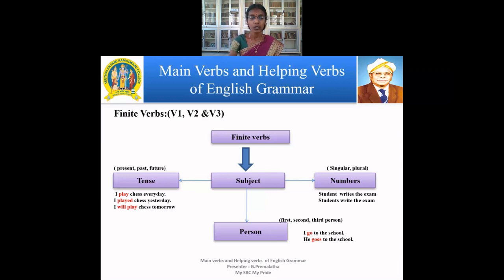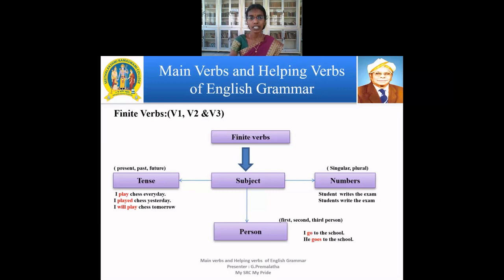To denote the tense, I have given some examples. I play chess every day. This is for present tense, so play is a V1 verb. I played chess yesterday. Here we have used a V2 verb. And the third one, I will play chess tomorrow. Here, along with the helping verb will, we just used the V1 verb play.